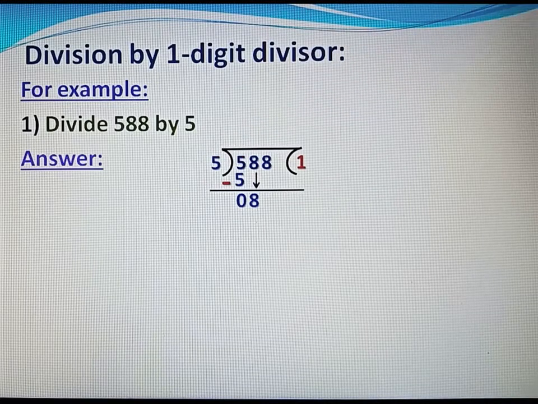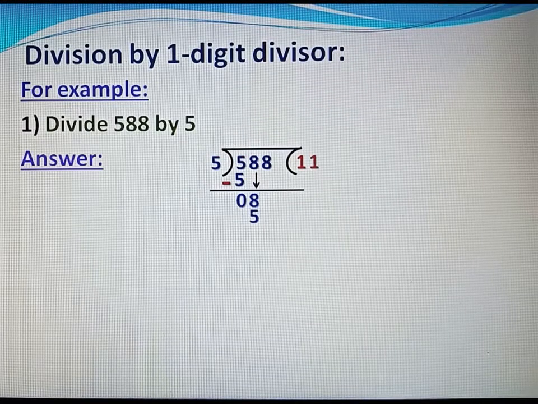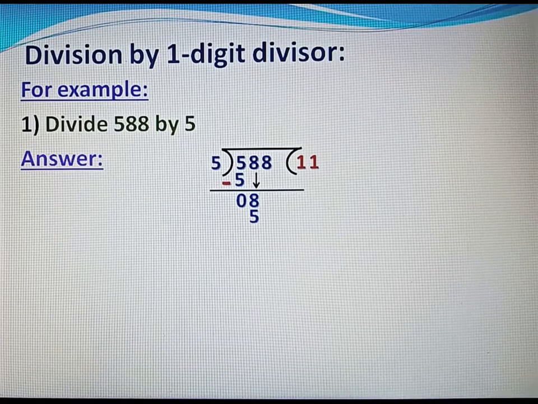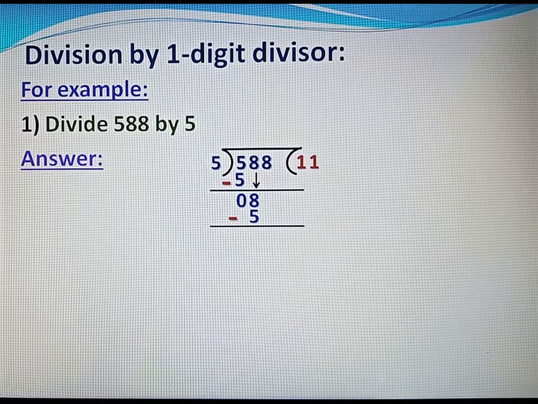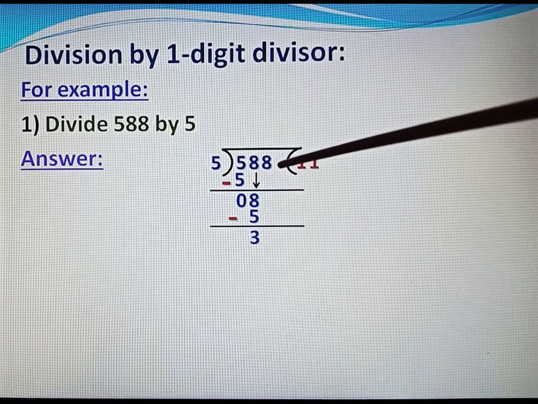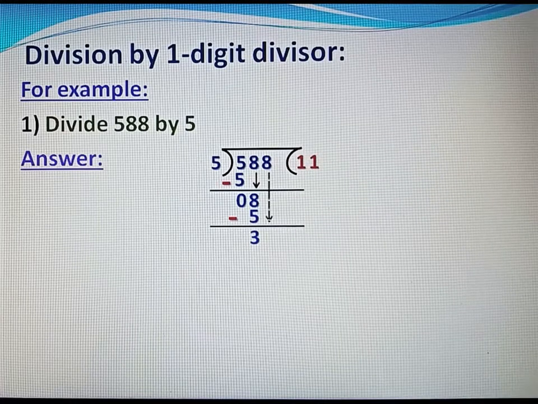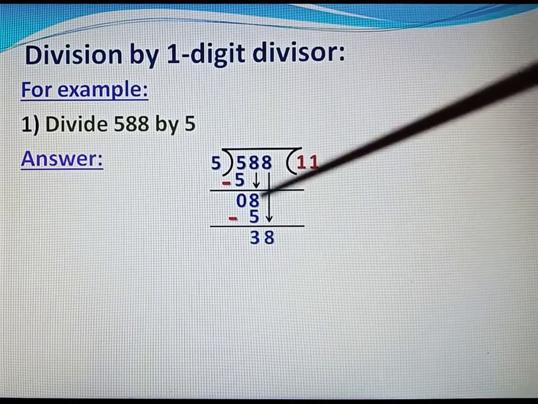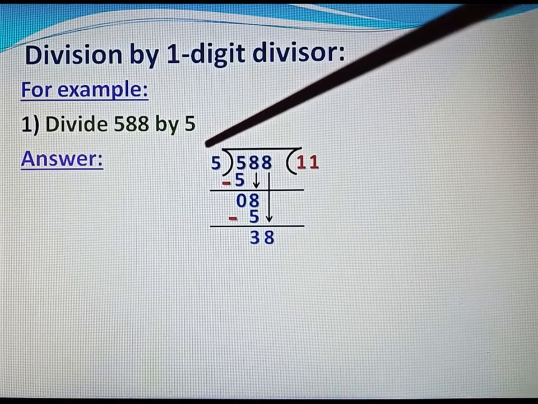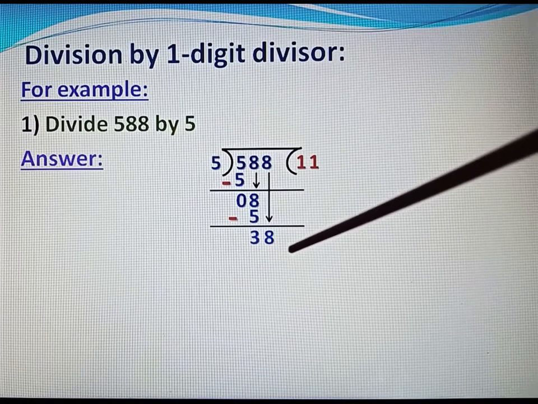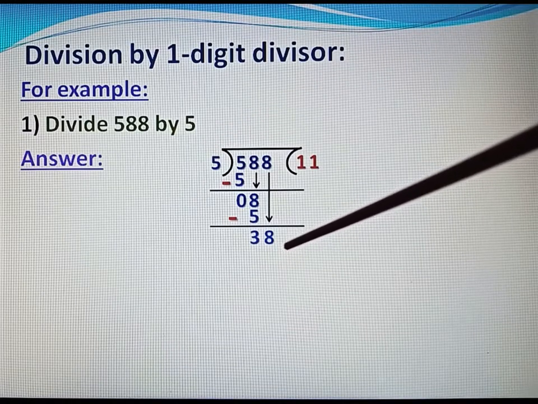We will multiply 5 by 1. 5 1 ja 5. And then we will do subtraction. See, 8 minus 5, 3. And then we will take next number, that is 8. Right here 8. Number formed is 38. Again we will multiply this 5 by that number so that it is equal to 38 or less than 38. It should not be greater than 38.